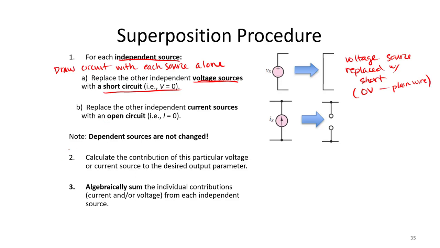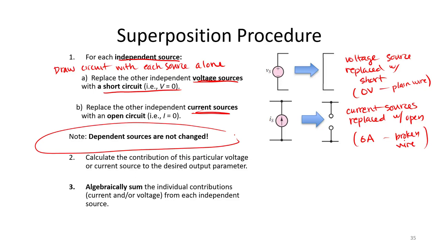And then you'll see for the current sources, you replace the current source you want to turn off with an open. Remember, an open has 0 amps current, like a broken wire. So please make sure you remember voltage sources are replaced with a short, current sources are replaced with an open, and notice any dependent sources are not changed. Only independent sources are replaced.